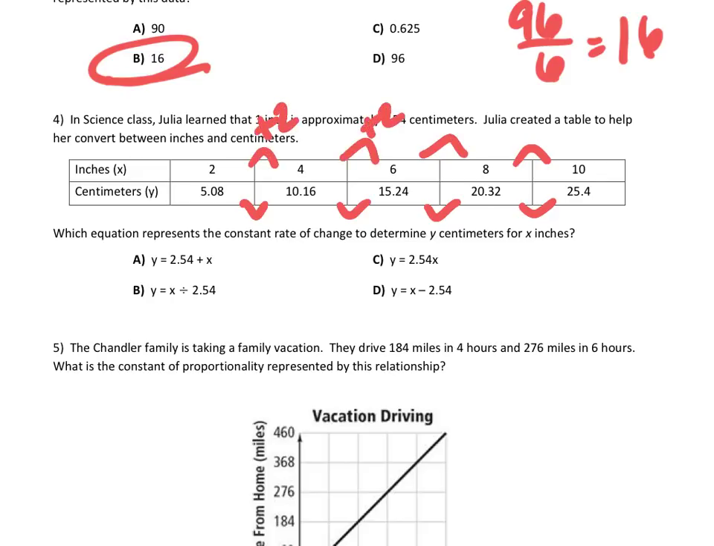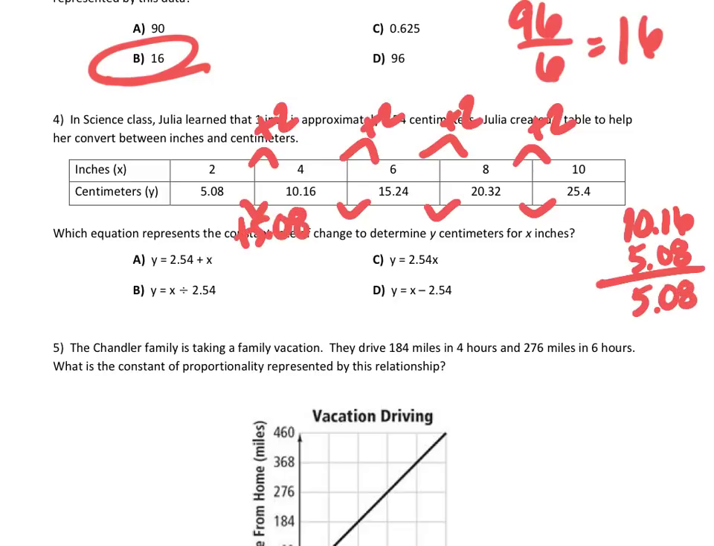Plus 2, plus 2, plus 2, plus 2. And this is plus what? You'd have to do 10.16, 5.08. So it's going to be 5.08, right? So this is plus 5.08, which divides out to what? 5.08 divided by 2 is what? 2.54. It gives you the chart, but it really tells you what it is, right? Okay, so 2.54 would be your what?